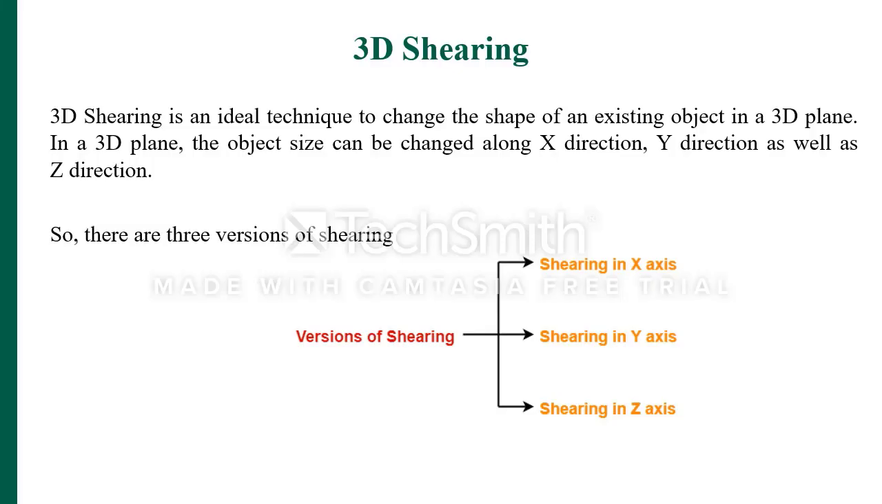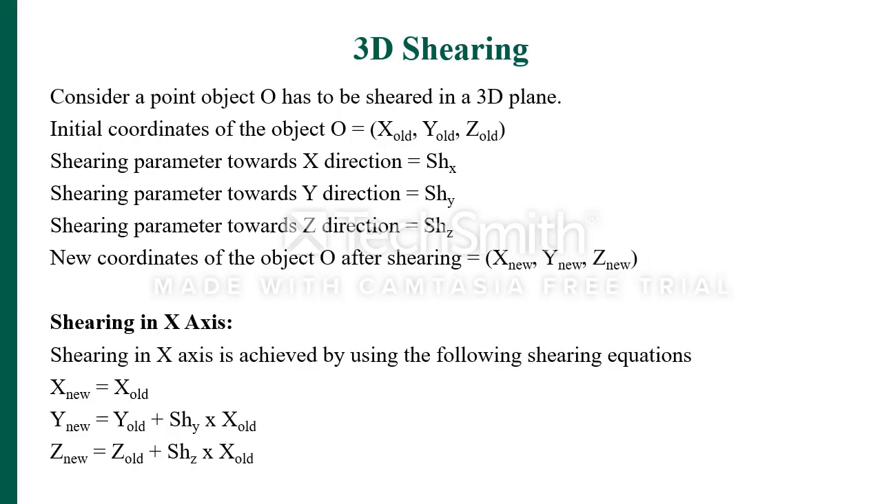And now we are discussing shearing. What does shearing mean? Shearing is an ideal technique to change the shape of an existing object in 3D. The object size can be changed along the x direction, y direction, as well as the z direction too. So shearing can be performed in 3 dimensions: shearing in the x-axis, shearing in the y-axis, and shearing in the z-axis.